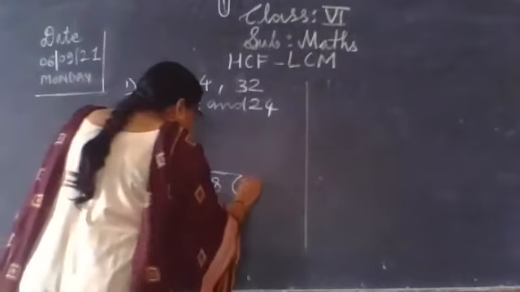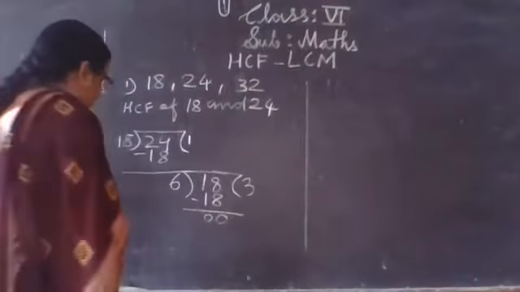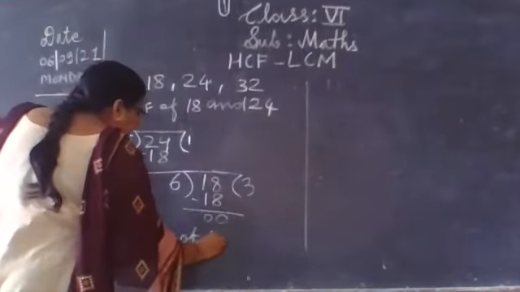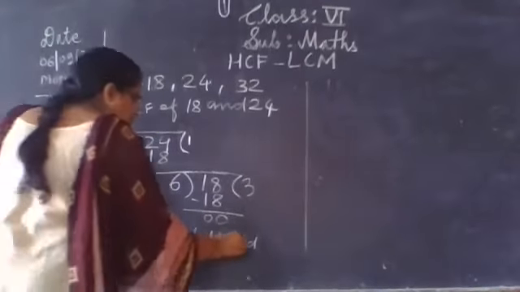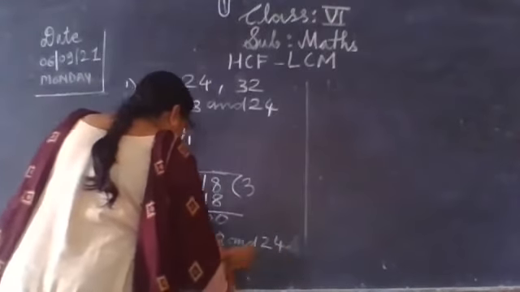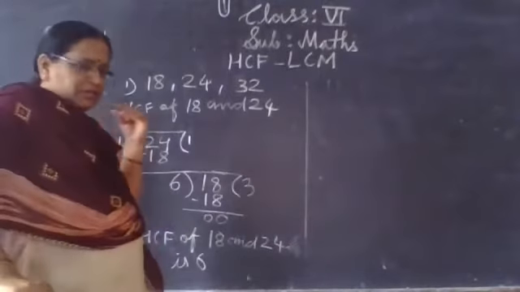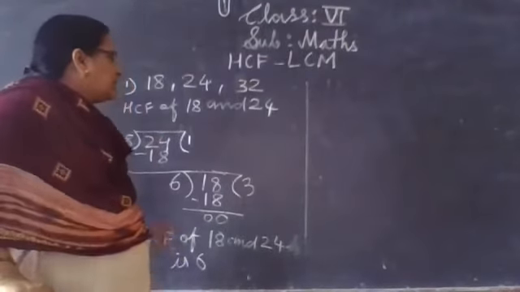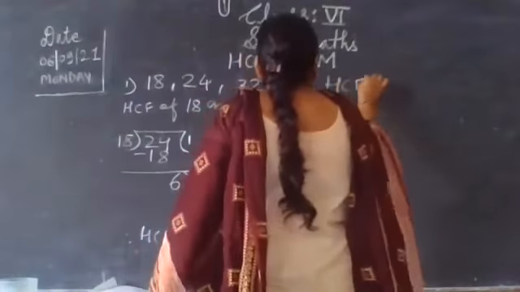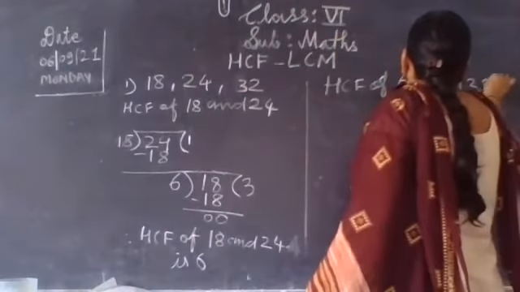6 threes are 18. Therefore, HCF of 18 and 24 is 6. Okay. So now we are taking this 6 and the third number. Now find the HCF of 6 and 30.